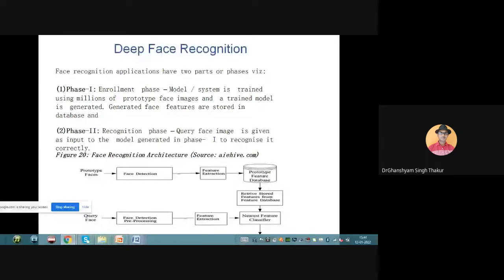The model system is trained using millions of prototype face images, the trained model is generated, and the generated face features are stored in the database. And phase two is called the recognition phase. This is very important. This is also called the query phase. A query image is given as input to the model generated in phase one to recognize its correct identity.